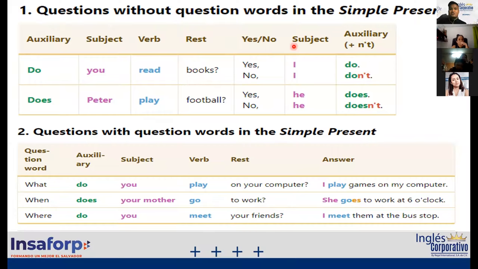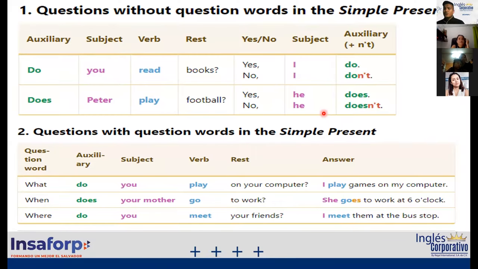Then we have the yes or no answer. To make the answer, we will have to say yes or no first, then a subject, and then the auxiliary, contracted or not contracted. So it will be, do you read books? Yes, I do. No, I don't. Does Peter play football? Yes, he does. No, he doesn't.